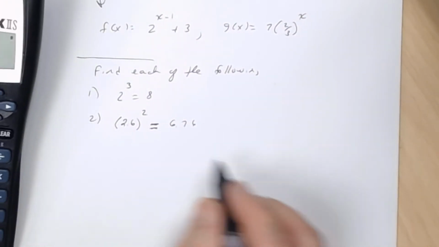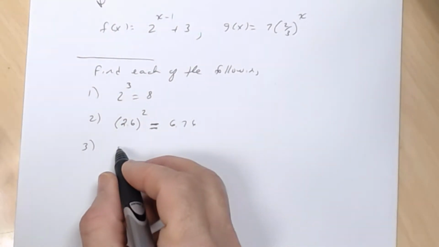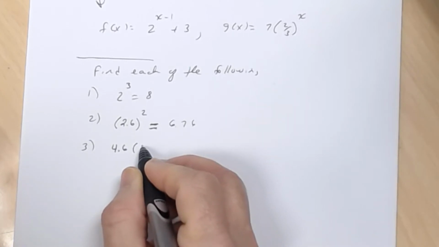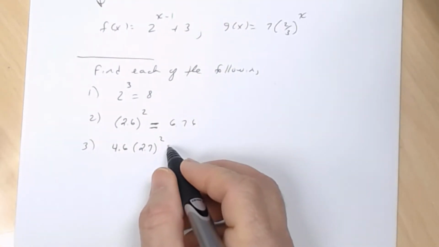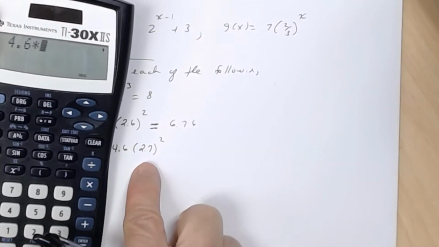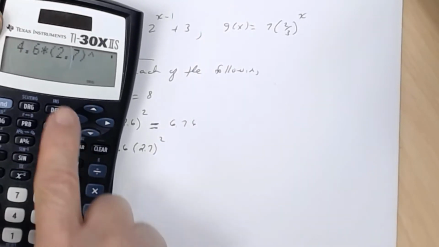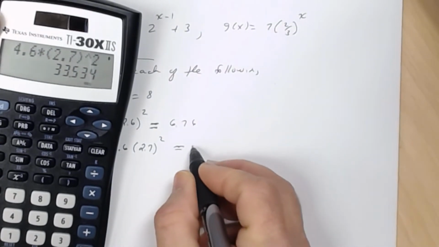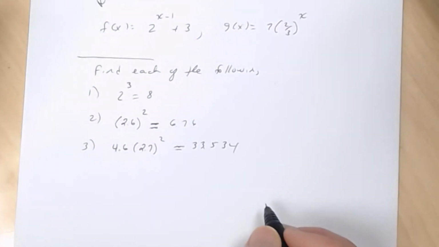Okay? All right, number 3. So far, no big deal. You can handle that. All right, now let's look at number 3. Suppose I had 4.6 times 2.7 raised to the second power. All right, let's see what that is. So in your calculator, you're going to say, just as you read it, 4.6 times, in parentheses, 2.7 raised to the second power. Press equal, and you get exactly, I'm just going to write out what is exactly equal to, 33.534. Okay?